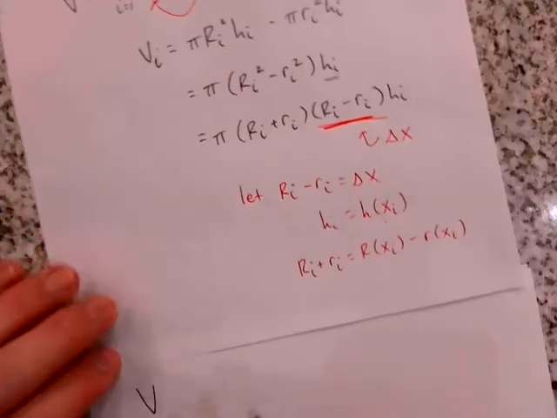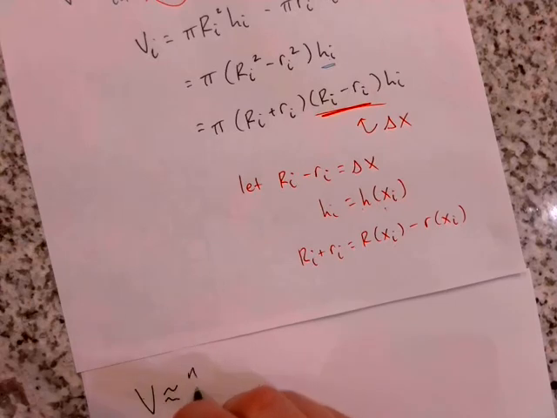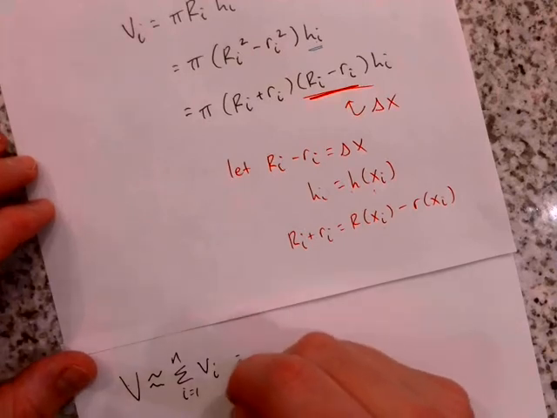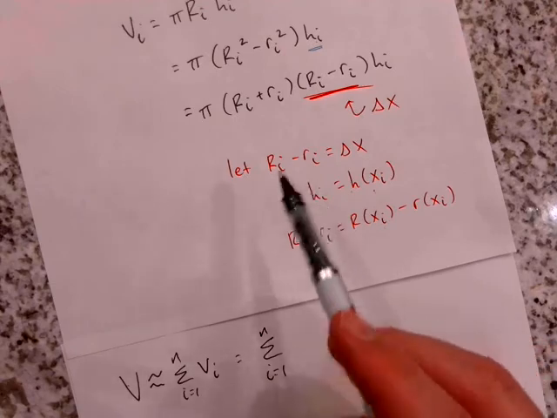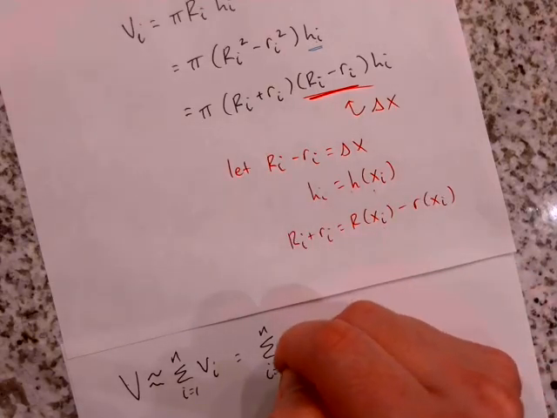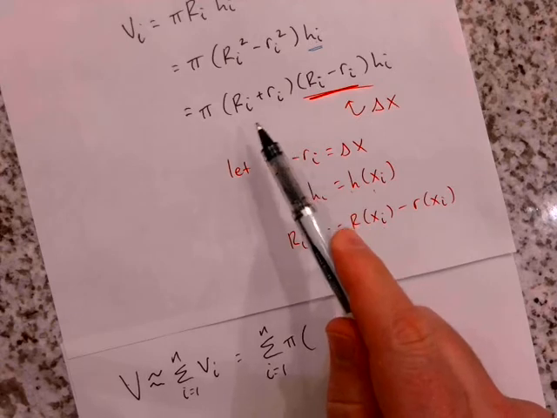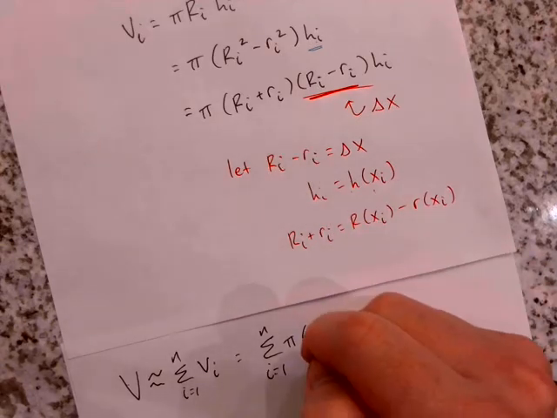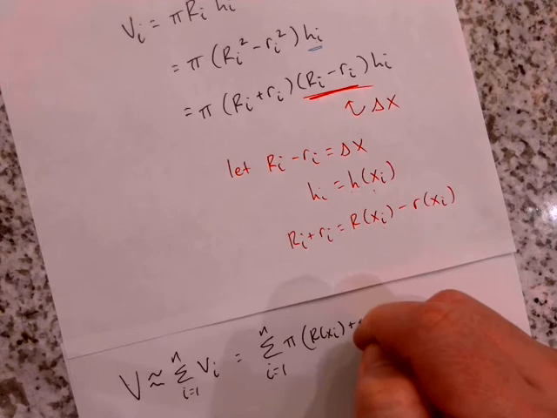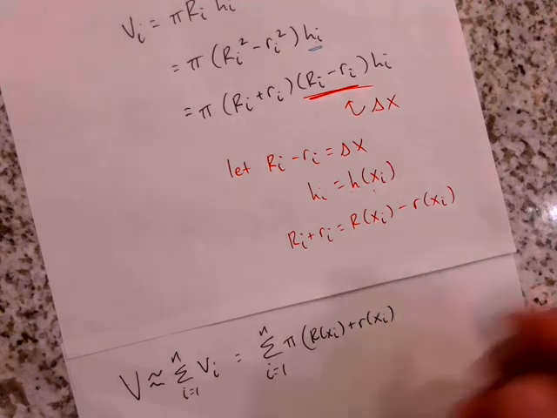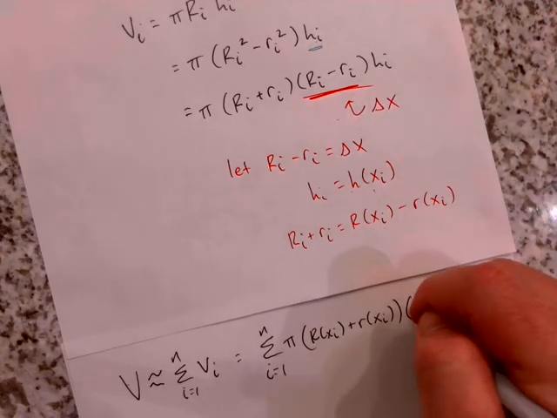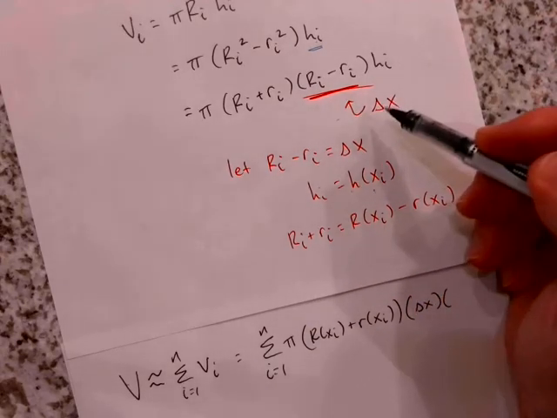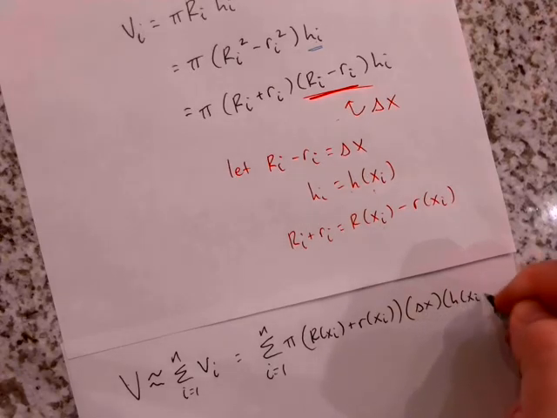So the volume of our solid of revolution, which is approximately the sum from 1 to n of v sub i, the volumes of all those shells, is the sum from 1 to n of pi times big R of x sub i plus small r of x sub i, times big R minus small r, that's delta x, times h sub i, which is a function of x.